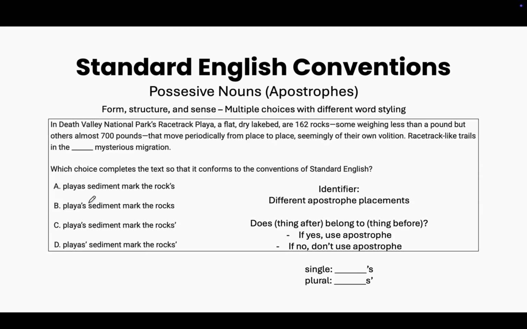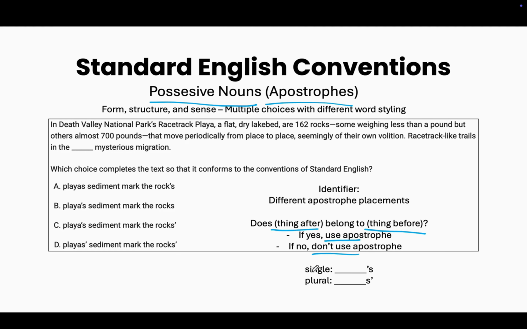Next up, we will discuss possessive noun questions, and they're some of the easiest to recognize on the SAT. You'll know it's one of these questions when the answer choices shuffle apostrophes around, sometimes before the S, sometimes after the S, and sometimes missing altogether. Here's the golden rule. Ask yourself, does the thing after belong to the thing before? If yes, use an apostrophe. If no, don't use any apostrophes.